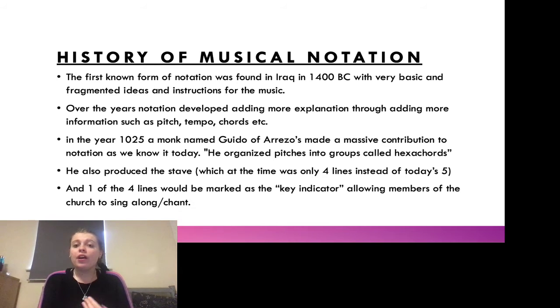So notation, as we said, is a visual representation of music. Therefore, it needed to be recorded somewhere. It could have been written, it could have been printed, it could have been drawn. There are lots of forms of notation so long as it's visually represented.